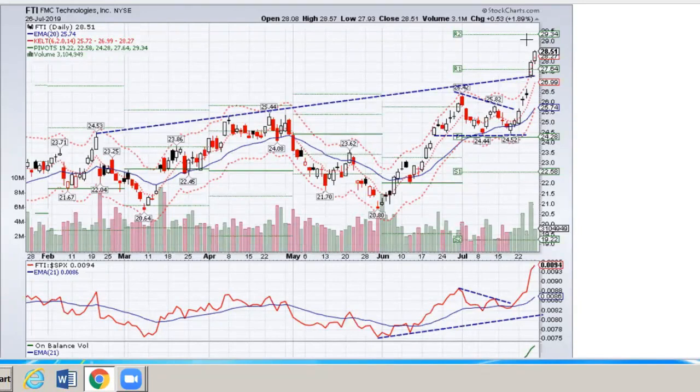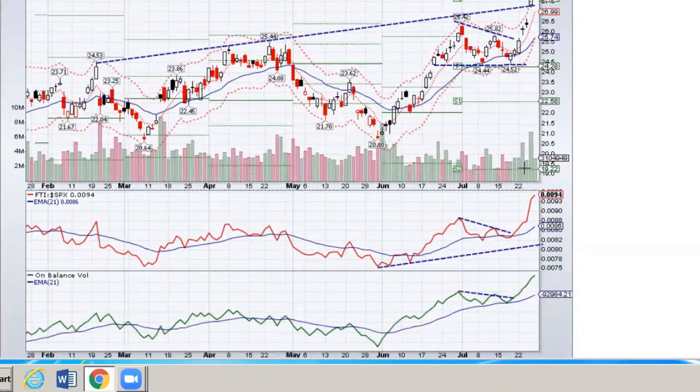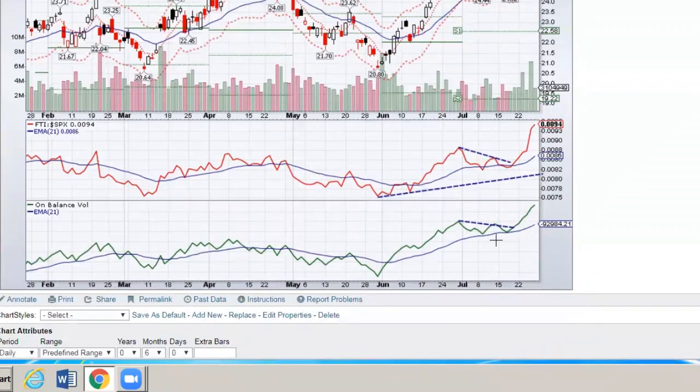So you can see the R2 is up here at 29.34. So that's another 80 cents. You can see everything on this rally is strong. The RS shows a similar sort of flag formation. It's positive and making a new high. OBV, same thing. So, it's still good.